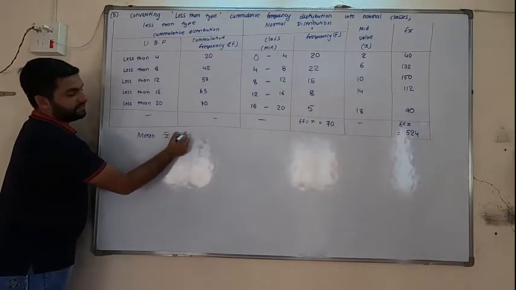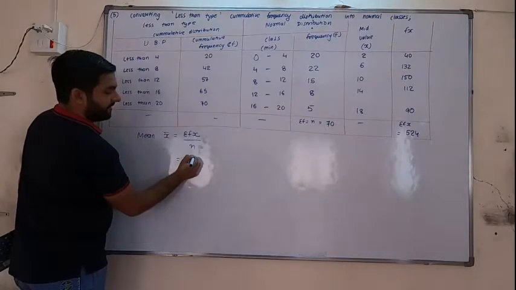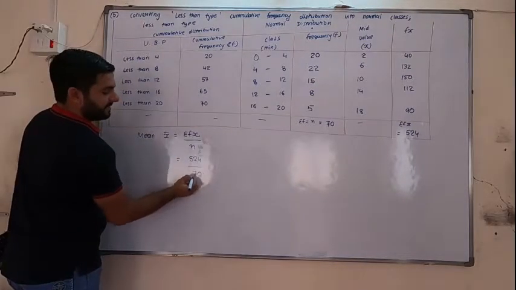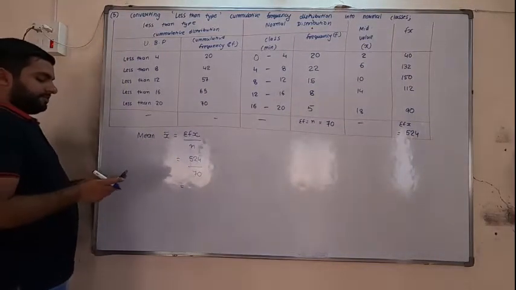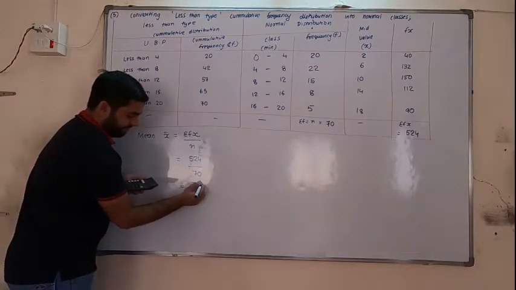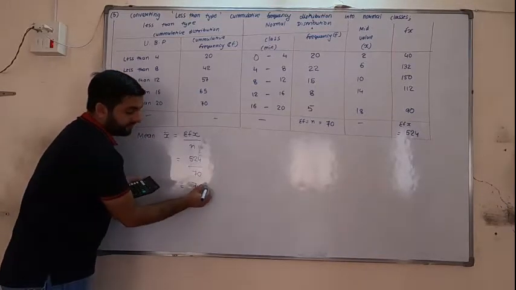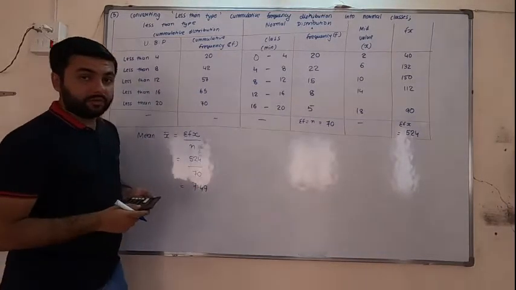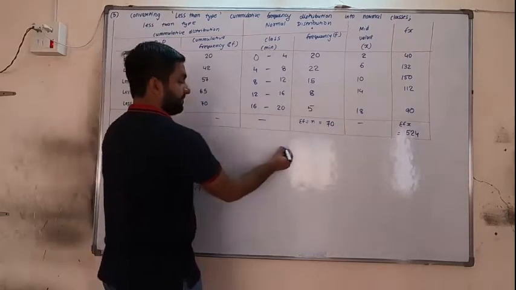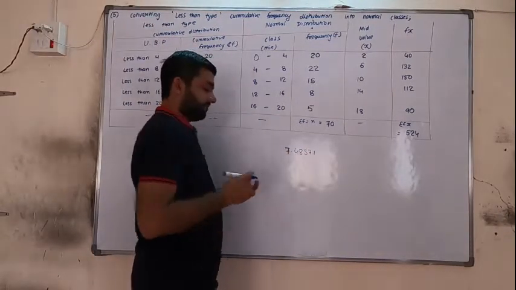Now, mean x bar is equal to sigma fx upon n. 524 divided by 70. 524 divided by 70 is 7.485. So we will write 7.49. You should learn how to round off. See, in the calculator it is showing 7.48571.